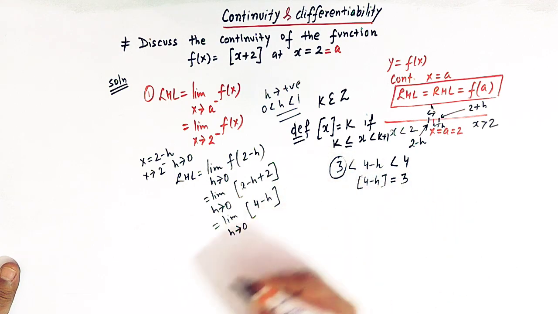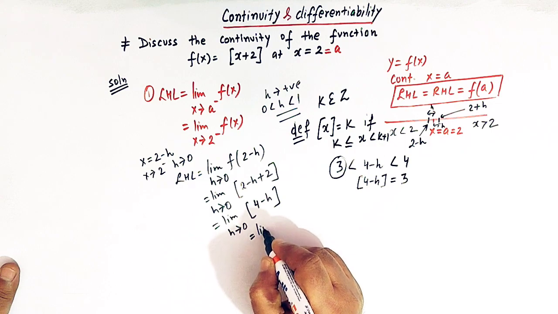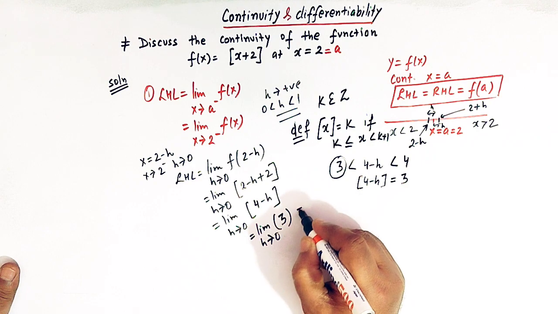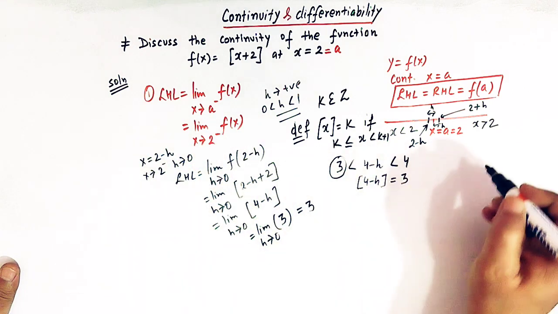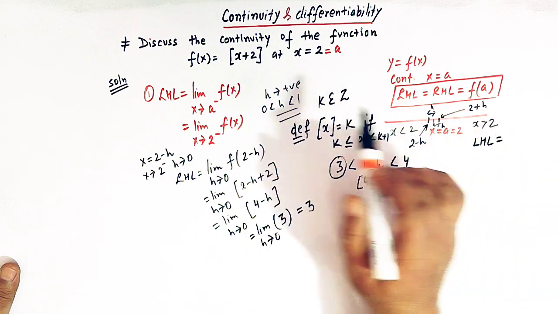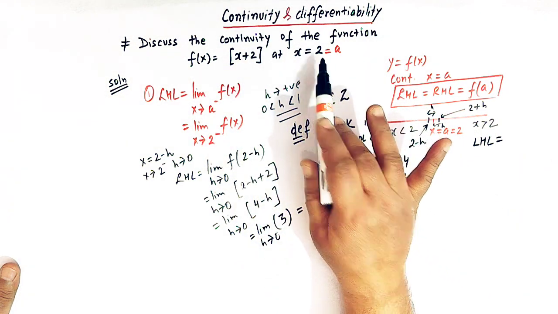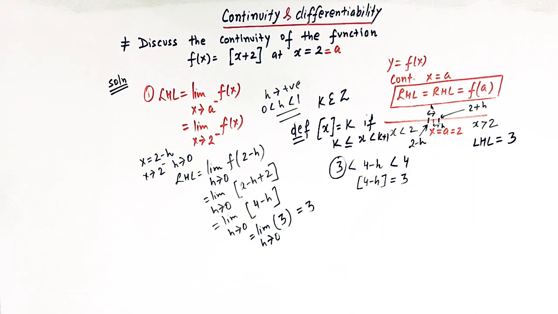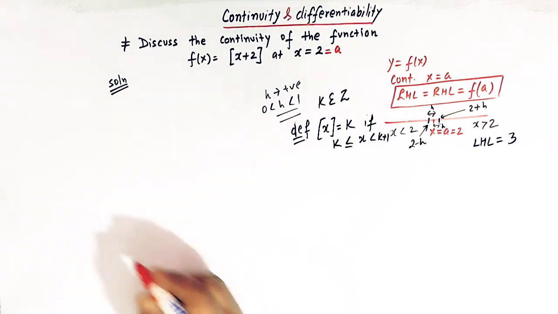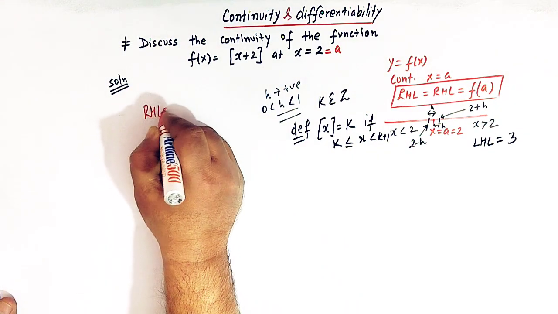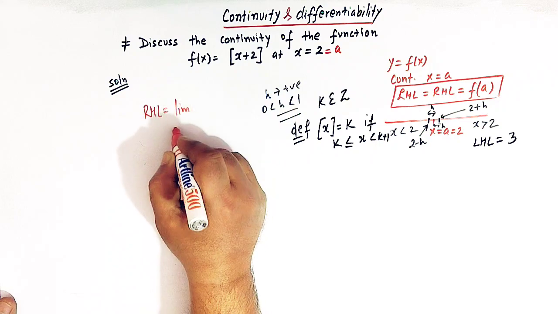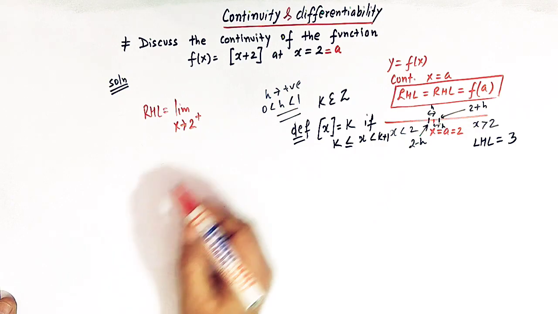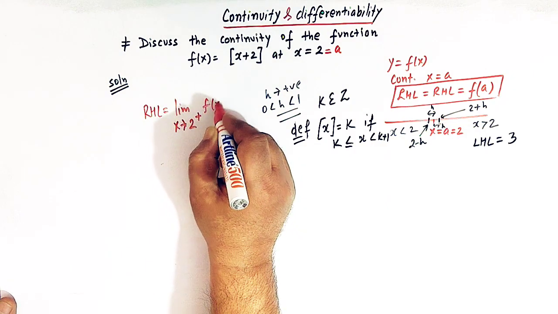So here we have limit h tends to 0 of 3, so this is equal to 3. So the left hand limit of this function at x equal to 2 is given by 3. Now let us calculate the right hand limit. The right hand limit is given by this notation, limit x tends to 2 with a positive sign, of f of x.